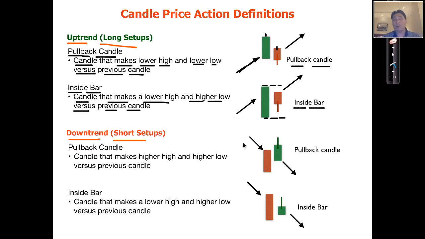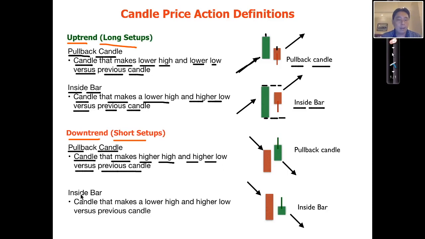Now, if we're going on downtrends, we're going down, right? So similarly, on a downtrend, pullback candle is a candle that makes a higher high and a higher low versus the previous candle. Okay? So again, we're going down. So there's a downtrend and we have got this red candle. So after this red candle, we have a pullback. It pulls back before continuing down. So again, why do we call this a pullback candle? Because it makes a higher high and a higher low, right? In relation to this candle. So there's a pullback candle.